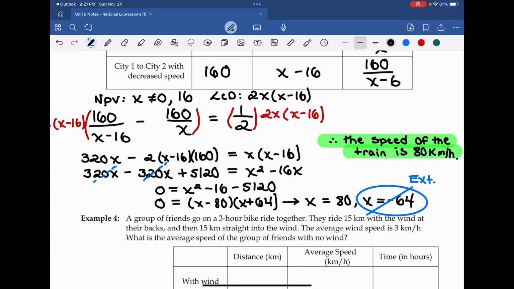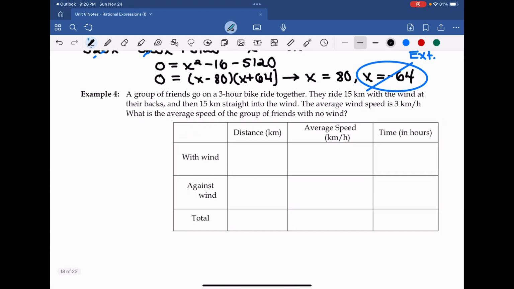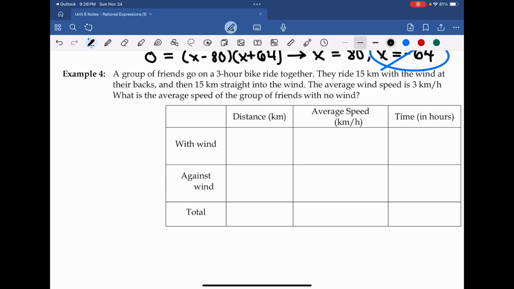Now, let's talk about another one that's very similar. Looking at this example, we say, well, a group of friends go on a 3-hour bike ride together. So there's a total time allotment that's committed to this overall trip. They ride 15 kilometers with the wind at their backs and then 15 kilometers into the wind on the way back. The average wind speed is 3 kilometers per hour. What is the average speed of the group of friends if there was no wind present?